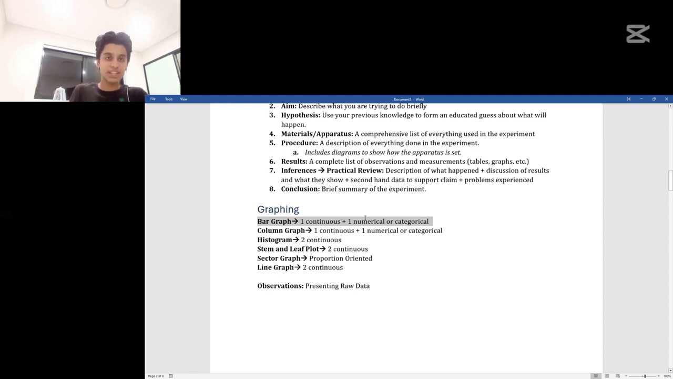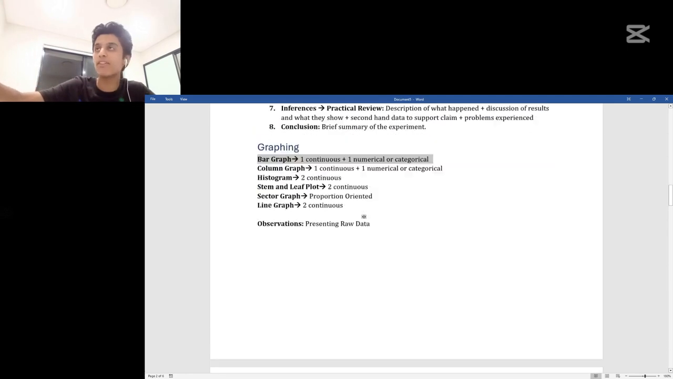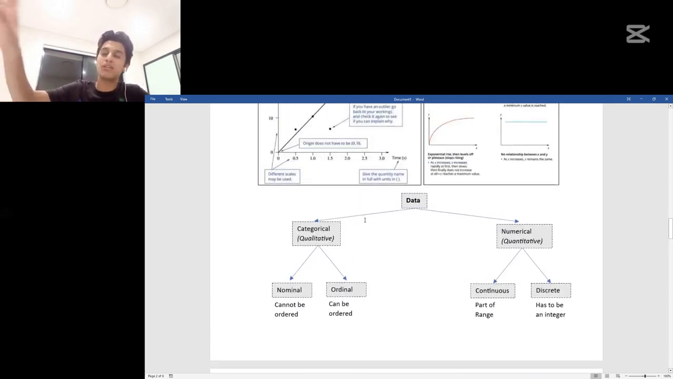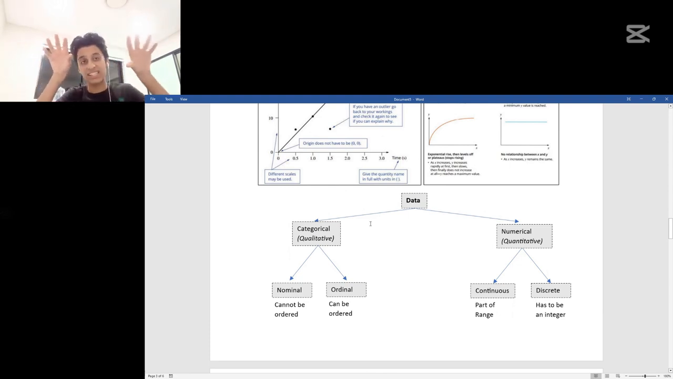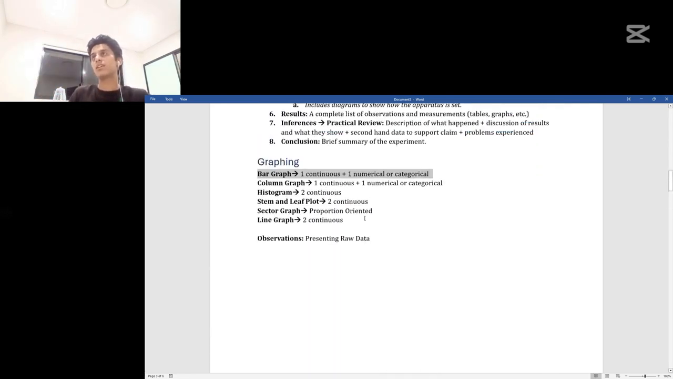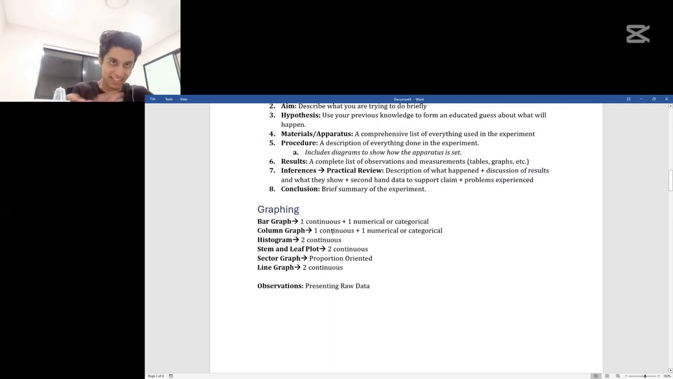So I do suggest that you think about this and use it depending on what you actually need it for. A simpler way to think about this is that for a bar graph, one axis has to be qualitative and the other axis has to be quantitative. Just think of it like that, and it makes more sense. Similarly, for a column graph, which is basically just a bar graph, you have to have one qualitative and one quantitative.